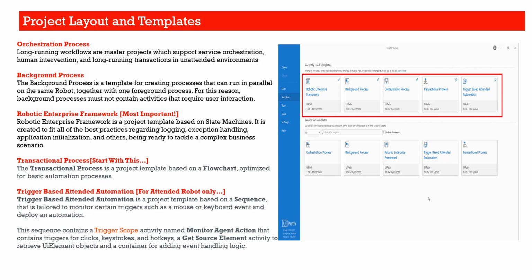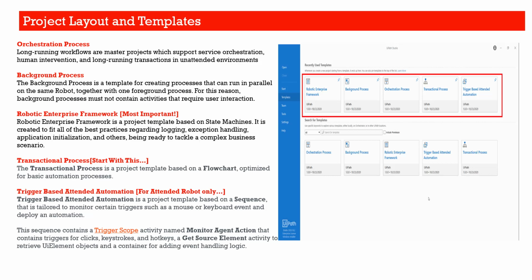The one that is really important to understand is the transactional process, because that's where you should start. The transactional process is the basic template which contains a flowchart and is optimized for basic automation processes. So if you are not going to complicate your stuff, you will start with the transactional process, which is based on a flowchart and optimized for basic automation.